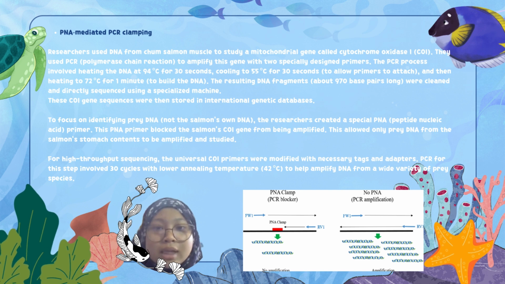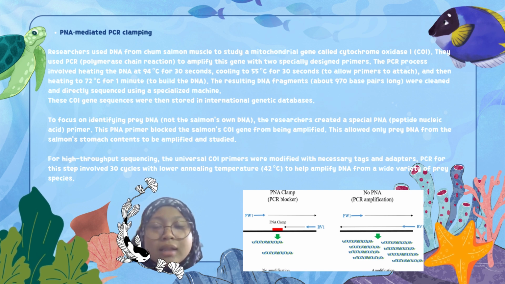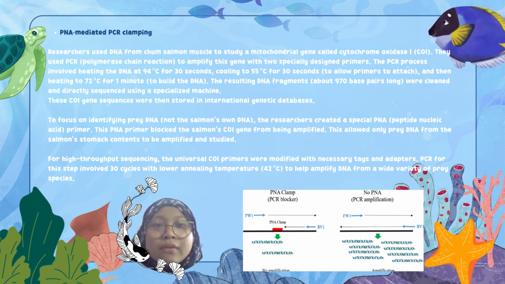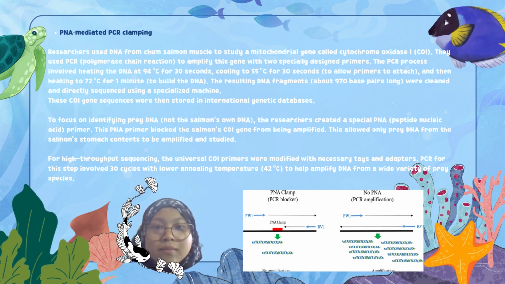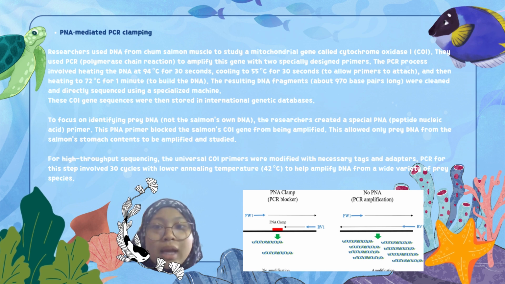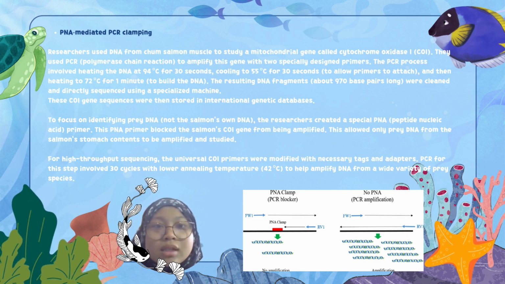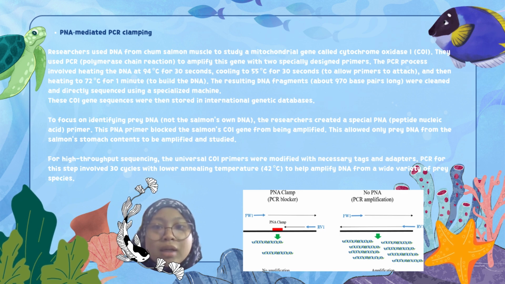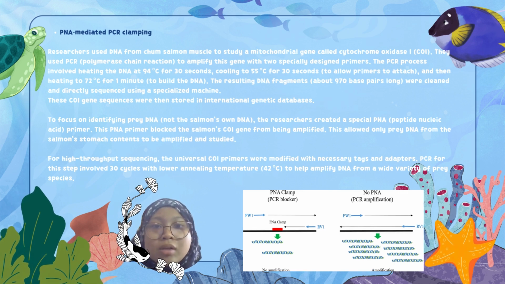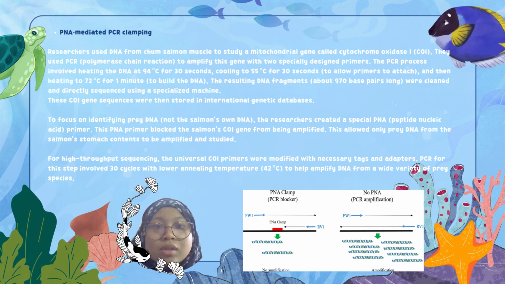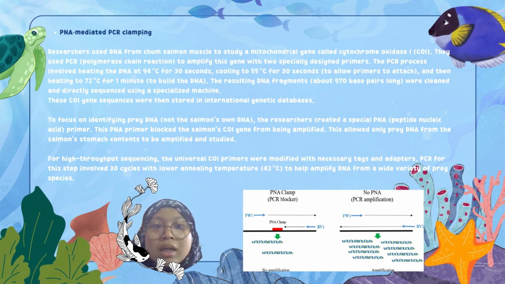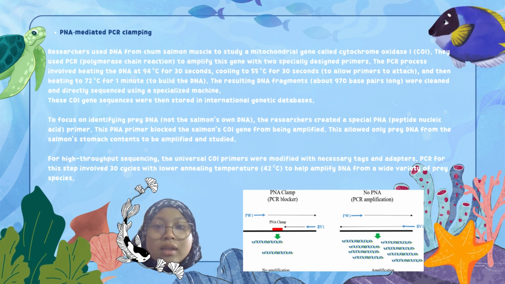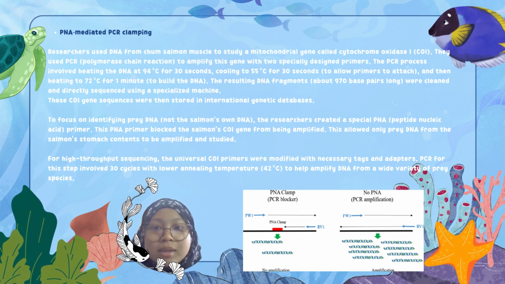The PCR process involves heating the DNA at 94 degrees Celsius for 30 seconds, cooling to 55 degrees Celsius for 30 seconds to allow primers to attach, and then heating to 72 degrees Celsius for 1 minute to build the DNA. The resulting DNA fragments, about 1970 base pairs long, were cleaned and directly sequenced using a specialized machine. These CO1 gene sequences were then stored in an international genetic database.